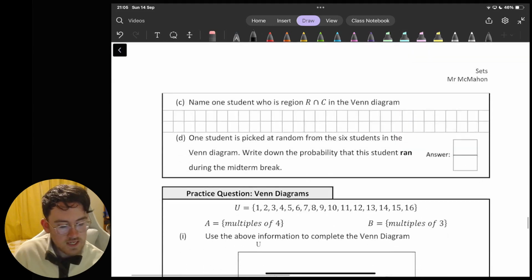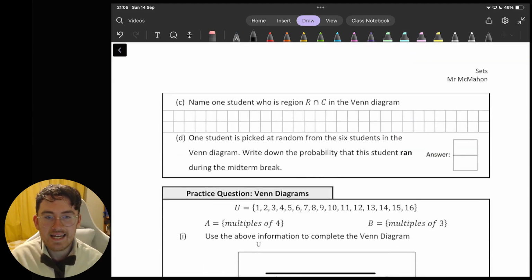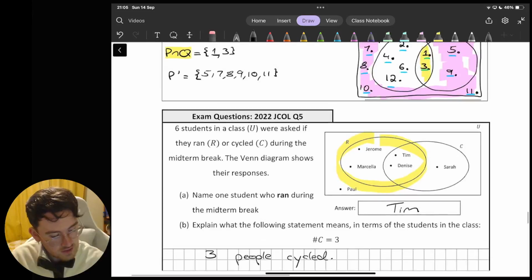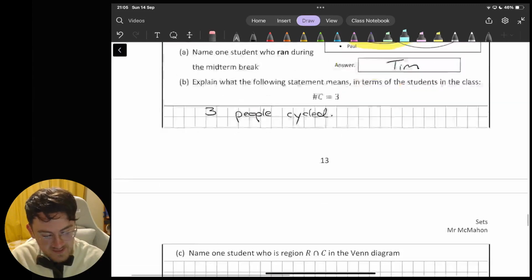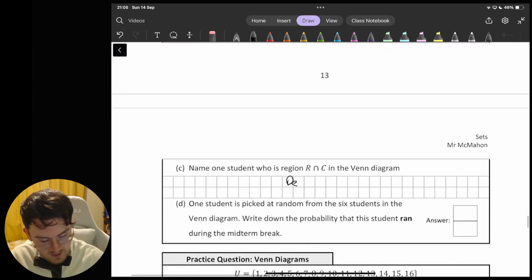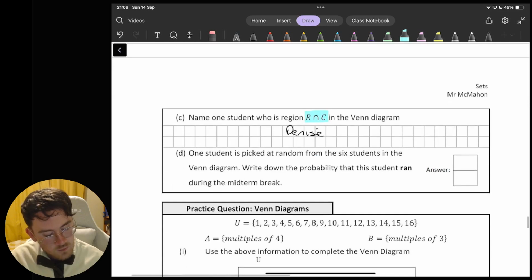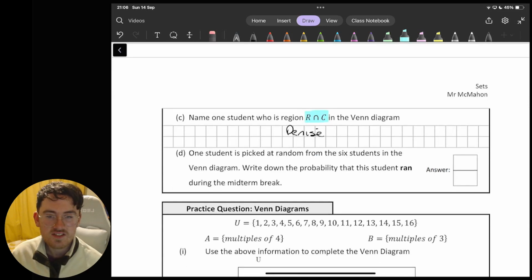Let's go into the next one. Name one student who is in the region R intersection C. That's the intersection. So the intersection is this part in the middle. Again, that's Tim or Denise. Let's do Denise this time. Highlight this here. And lastly, one student is picked at random from the 6 students in the Venn diagram.